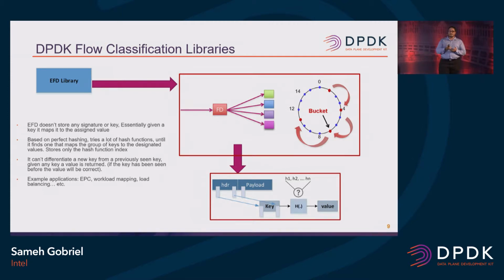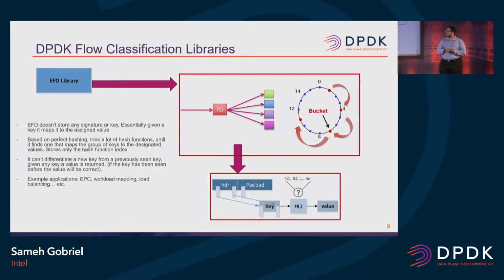But the problem of this scheme is it has 100% false positives, which means if you get a flow, you will always get an answer. It will never tell you that it hasn't seen this flow before. And that's the difference between a hash table or a flow table and EFD: the flows that you are getting are always assumed to have been seen before. It will never tell you this packet is from a new flow that I haven't seen before.